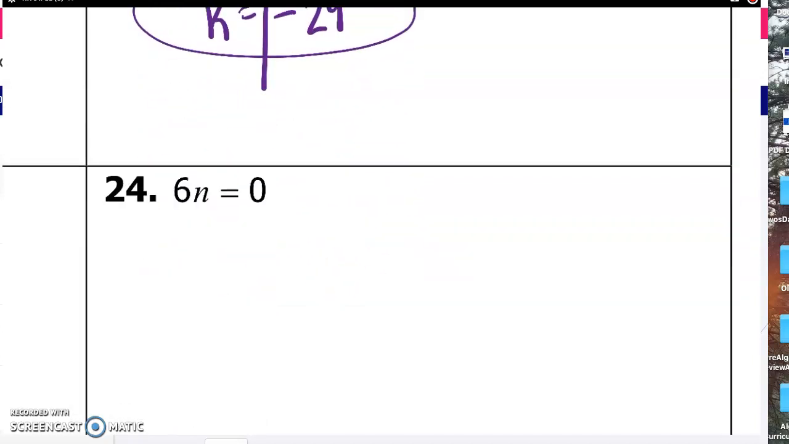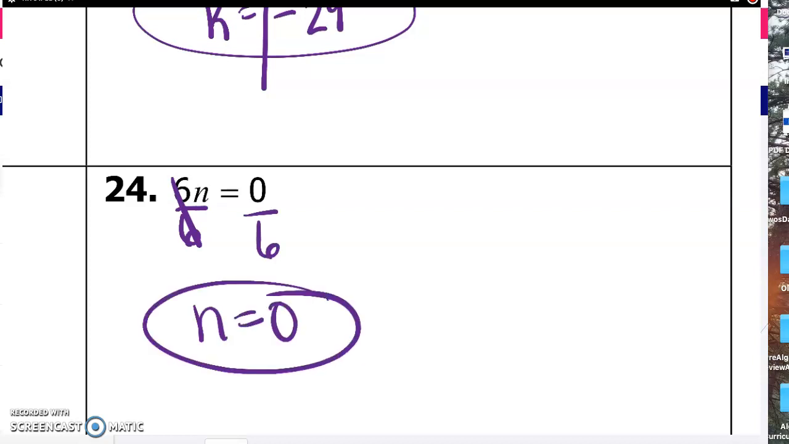24. This one usually tricks everybody. 6n equals 0. So 6 times n has to equal 0. So if we follow our steps, we would divide by 6, divide by 6. And 0 divided by anything is still just 0. All right, so the problem is 6 times something has to equal 0. The only way to get that to work is if your n is 0.